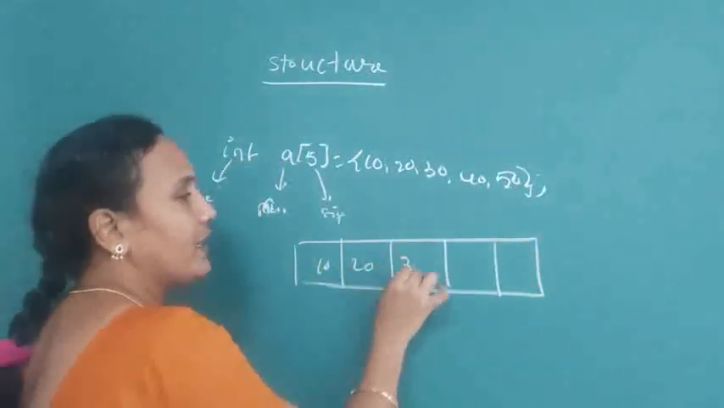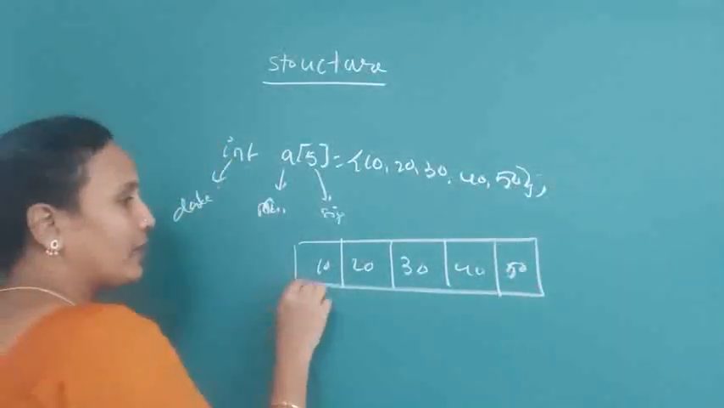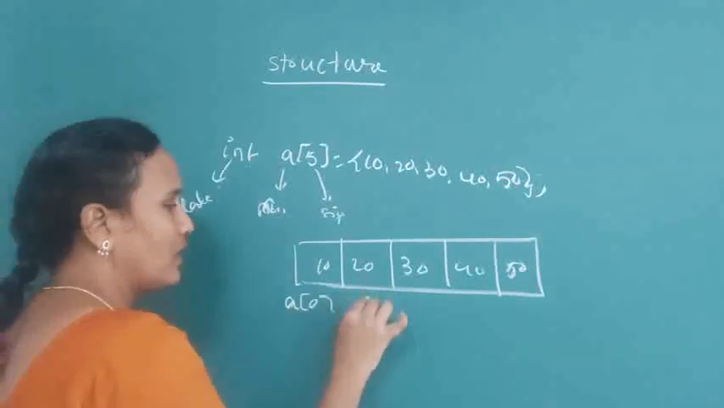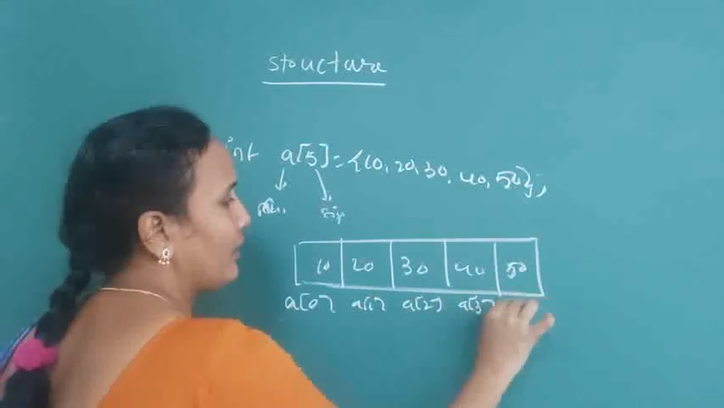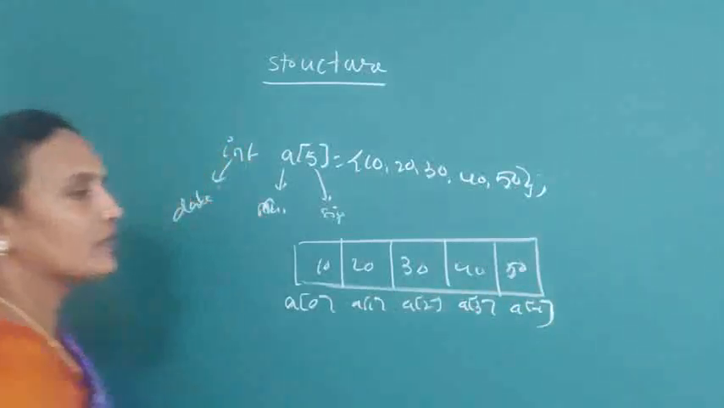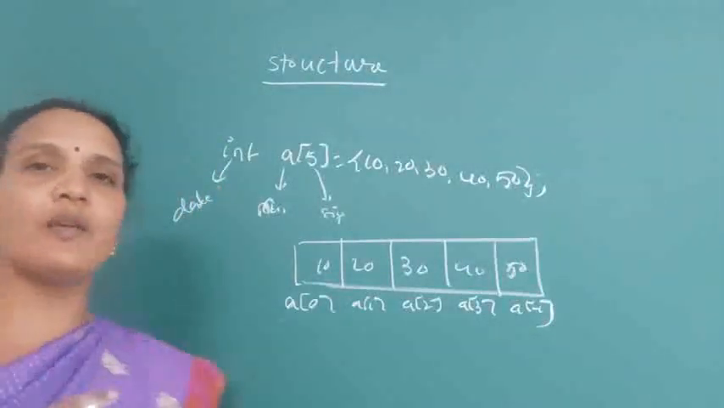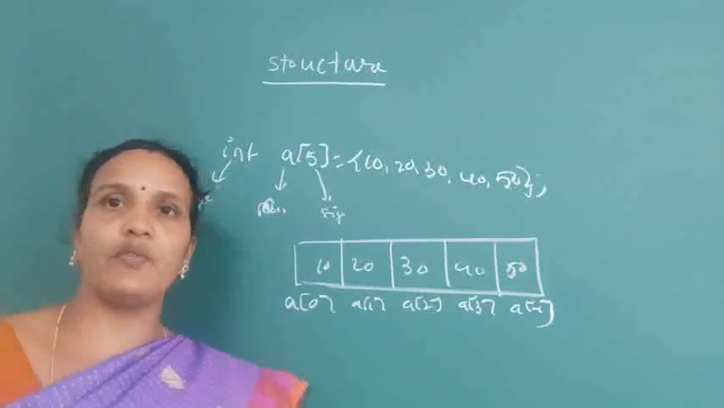10, 20, 30, 40, 50. And coming to this one, the block names are A[0], A[1], A[2], A[3], A[4]. Understood? So, here using an array, what is the main advantage? We can store more than one element of the same data type.